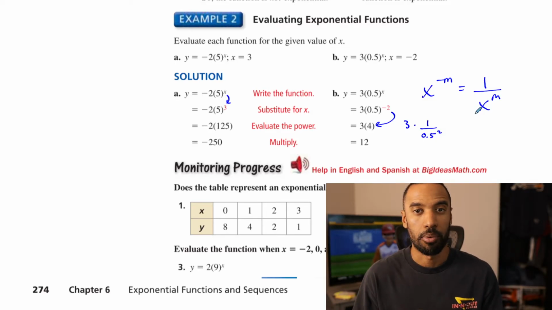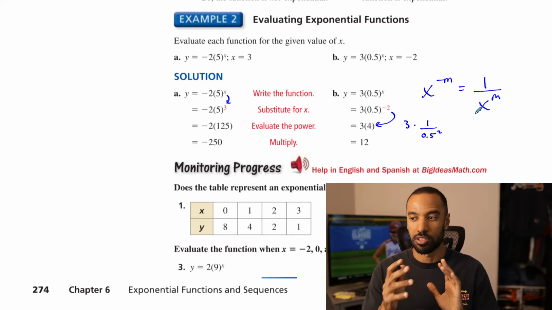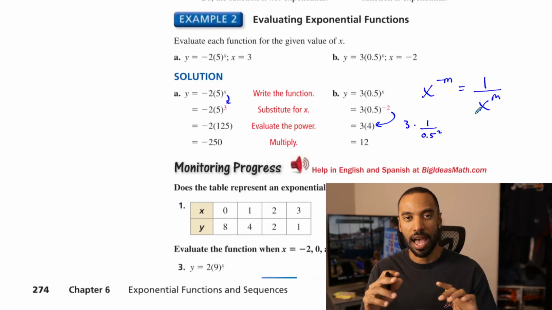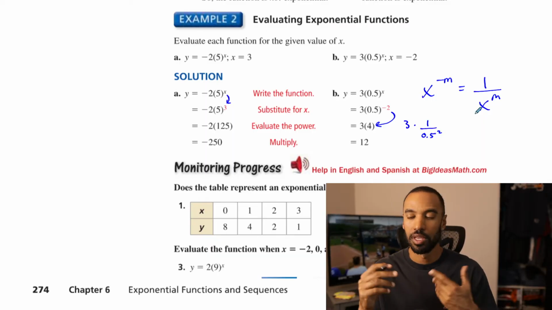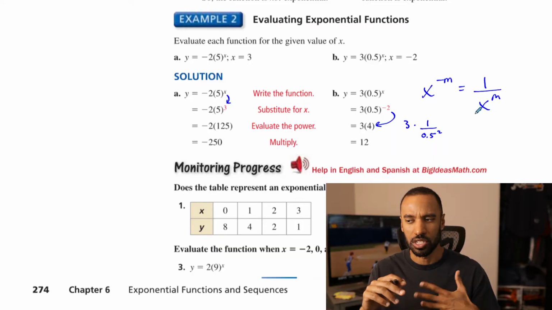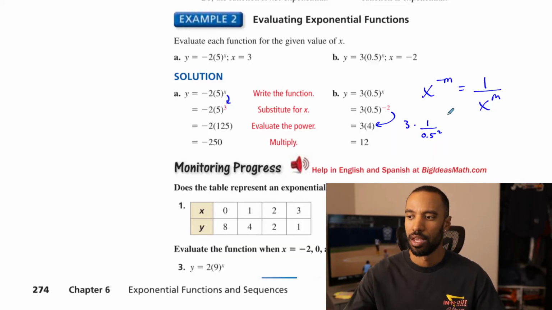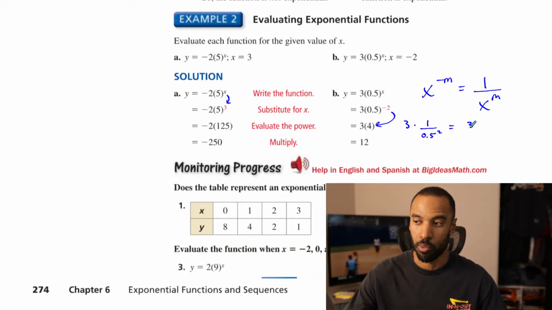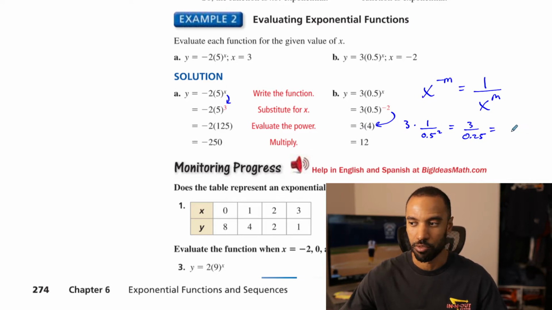Now, you might not know what 0.5 squared is, so there are different ways of going about that. 0.5 is also 1/2. You can flip the 1/2 into 2 when you do that. So there are a lot of different ways that we can talk about what that thing is. But 0.5 squared is 0.25, and 3 over 0.25, I'm going to let you know right now, is 3 divided by 1/4, which is 3 times 4, which is 12.